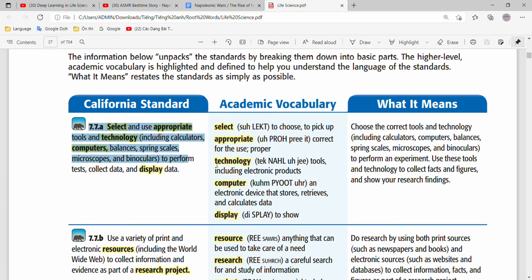And this means to choose the correct tools and technologies to perform an experiment. Use the tool and technology to collect facts and figures and to show your research findings. Okay.